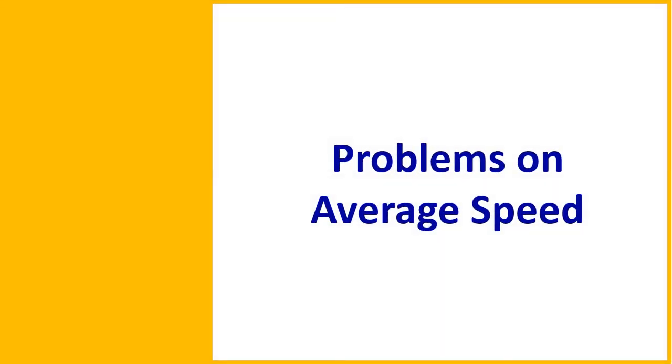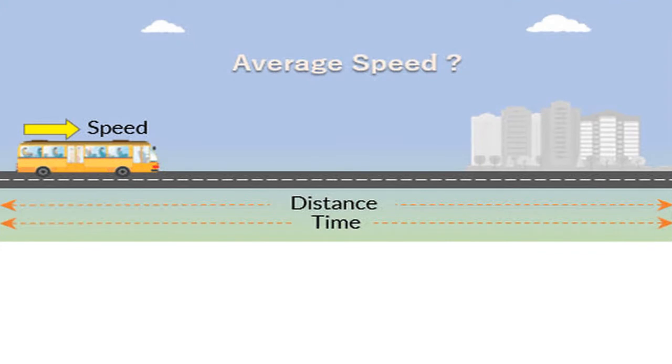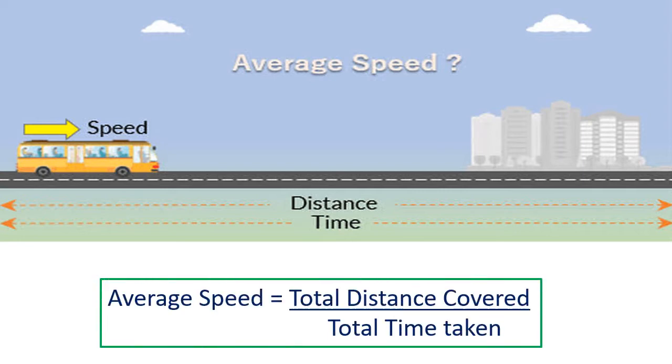Now let us understand the concept of average speed. The very first thing that I like to tell you here is that average speed is never the average of given speeds. Please do not take the average of given speed. What is average speed? Basically, average speed is equal to total distance covered divided by total time taken. Please consider this as a formula for calculating the average speed.